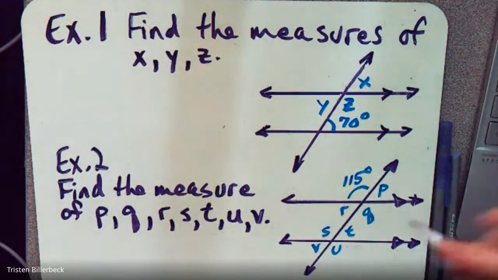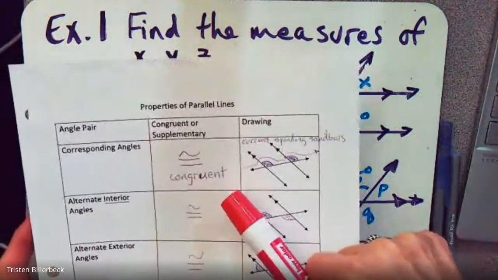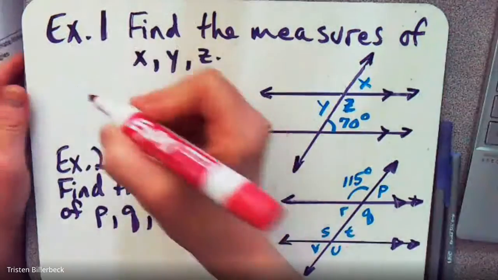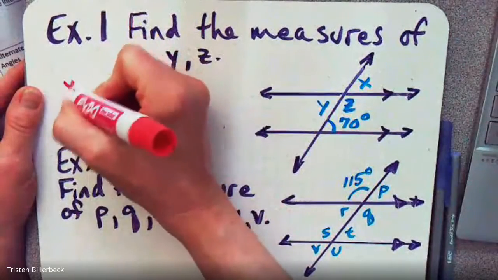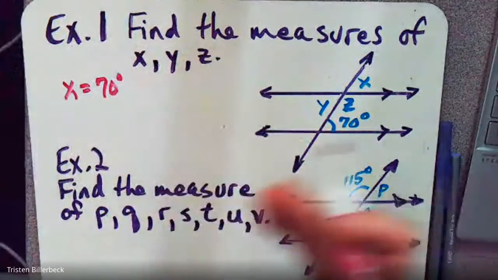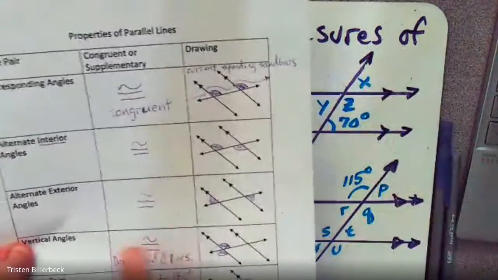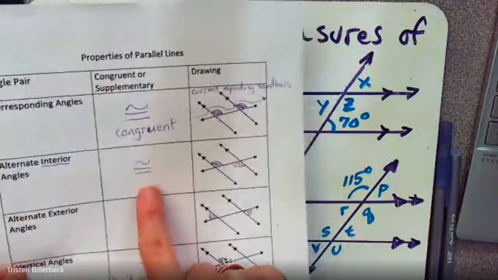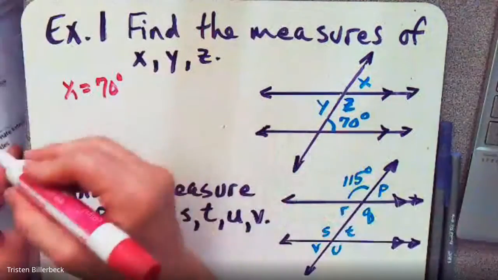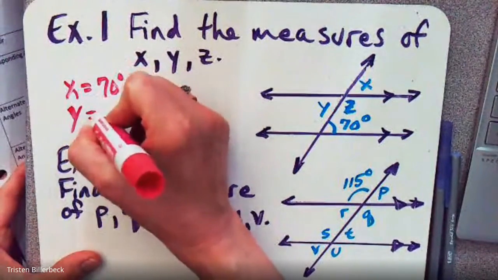So if we look at corresponding angles, well, corresponding angles were congruent. So that means X equals 70 degrees. Alternate interior angles right here and here, alternate interior angles, they're congruent. So that means Y equals 70 degrees.